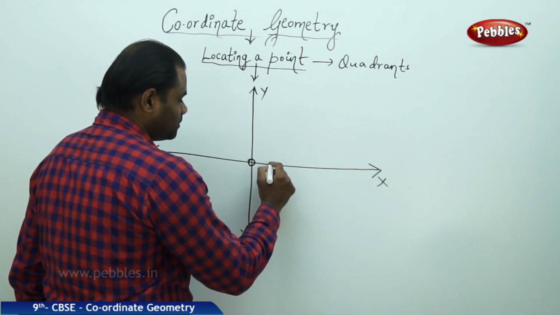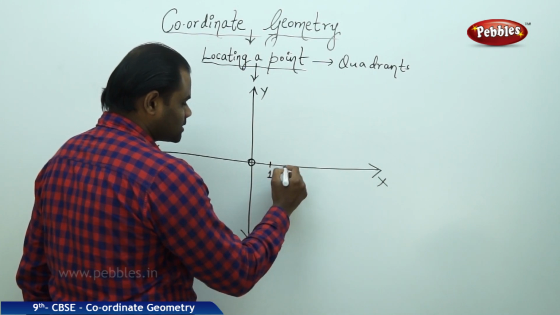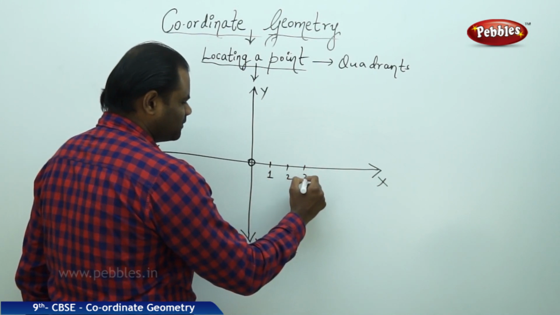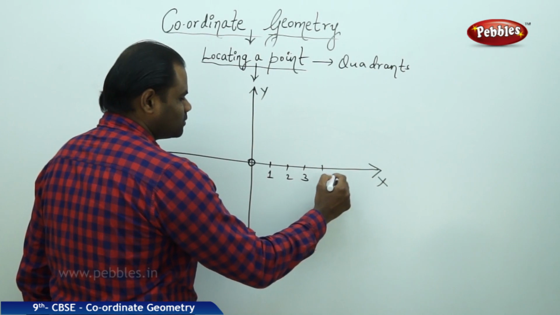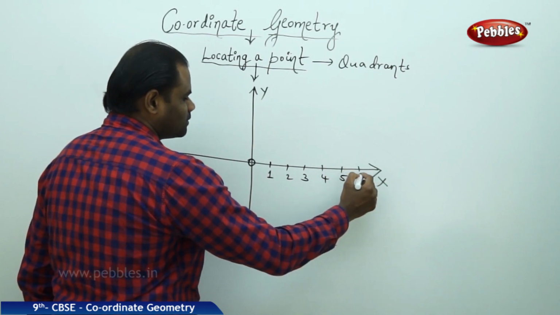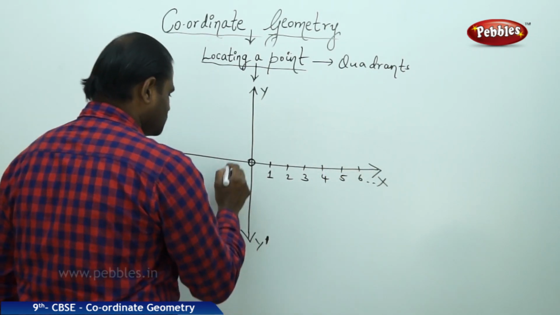So here I have the positive x values as discussed, and let's locate them with 0, 1, 2, 3, 4, 5, 6 and so on and so forth.